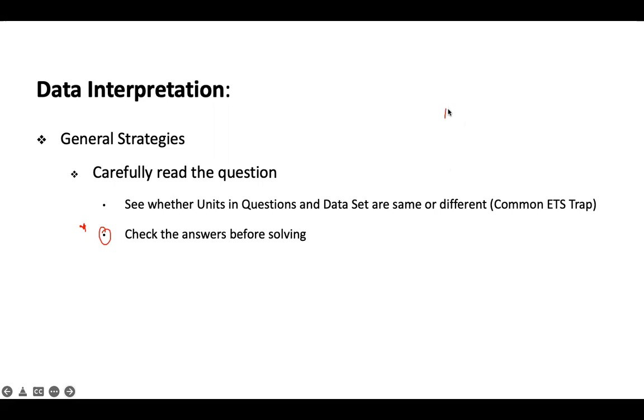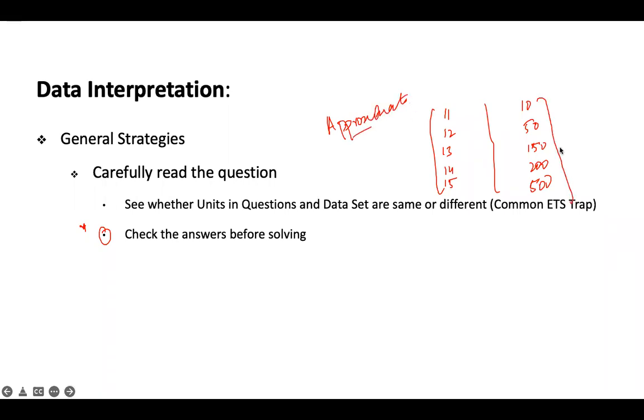One case is options like, for example, 11, 12, 13, 14, and 15. The other is options like 10, 50, 150, 200, 500. If the options are very close, then it is not a wise idea to approximate the values. But if the options are far apart, it is better to approximate instead of using the exact value. Most of the time in data interpretation, you have to approximate, and that is best possible when the options are wildly apart. This is the first thing.